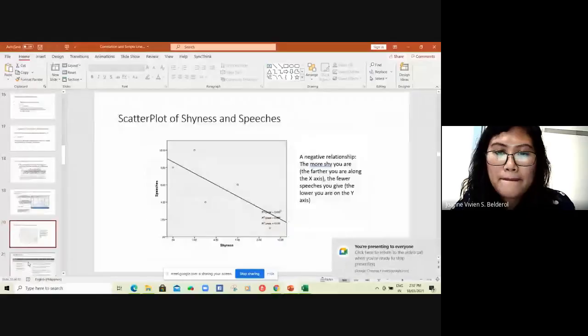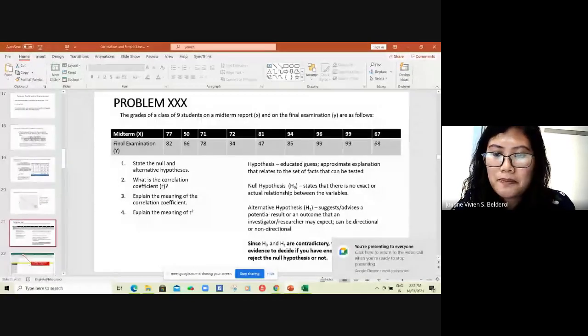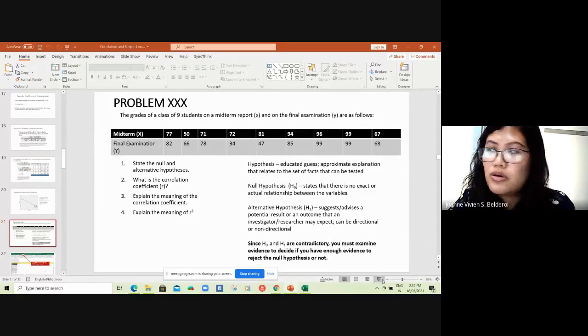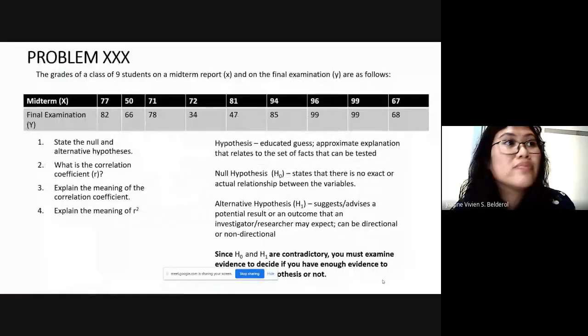By the way, before I show you in Excel, I'm going to show you a practice problem, so that I can show you how to compute. So, for example, this is our practice problem.